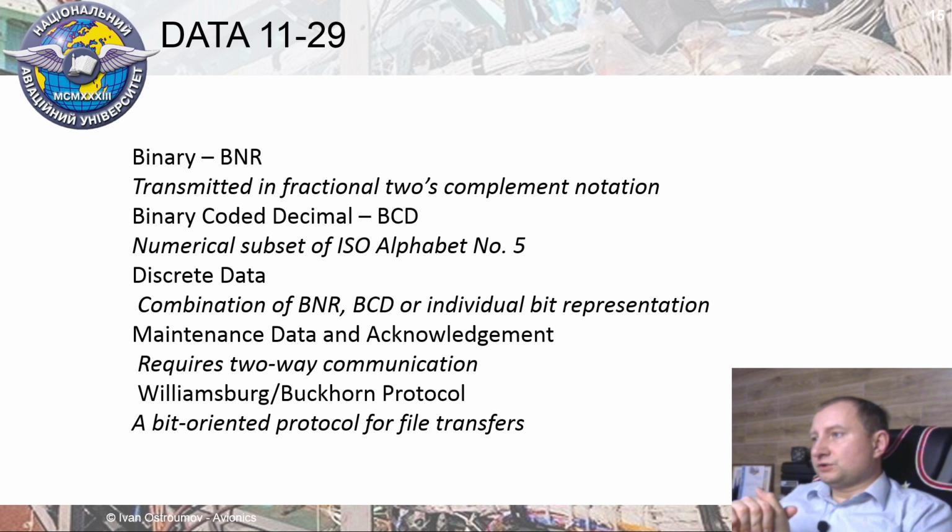Then discrete data. This is the third type of data which can be transferred. In this case I would also like to specify that on board of an aircraft we have different sources of discrete data. It means data which is transferred and can be logically true or false. Thus, discrete data. Next type is maintenance data and acknowledgement.